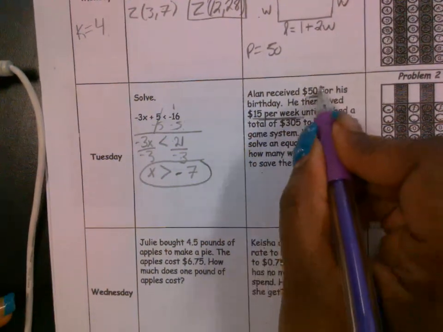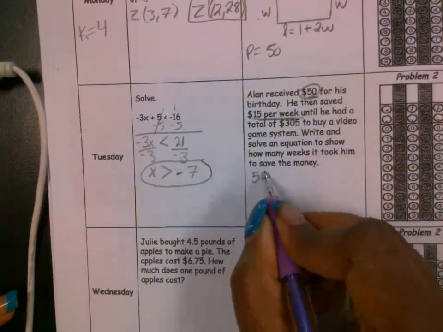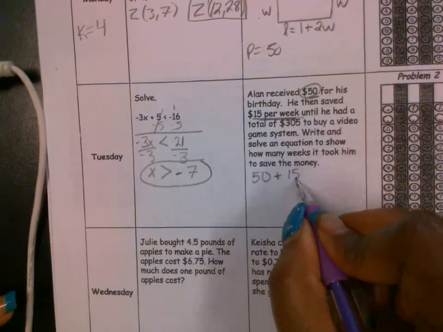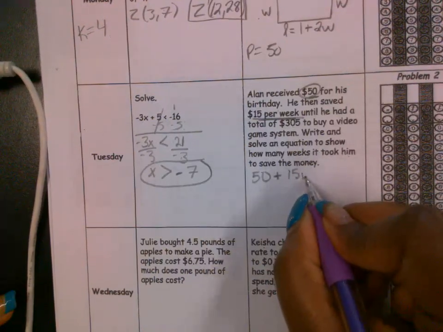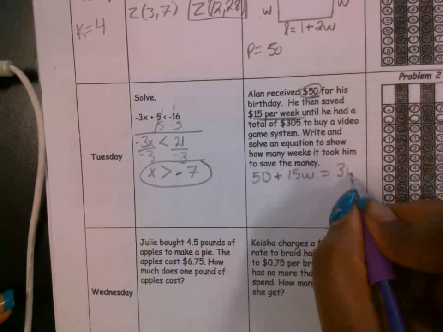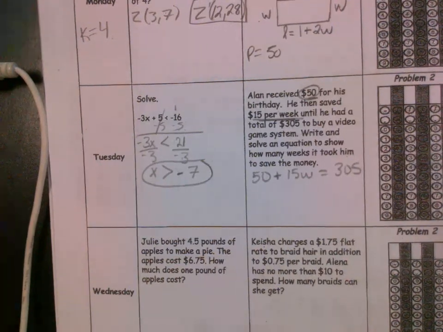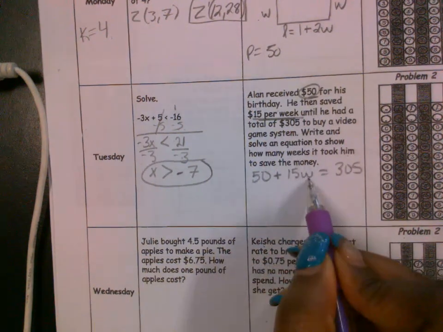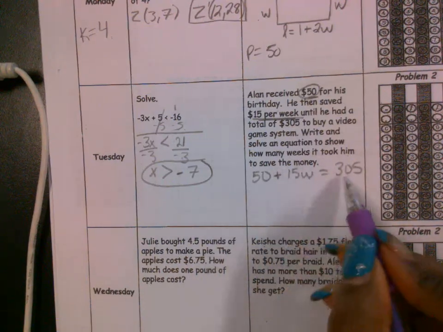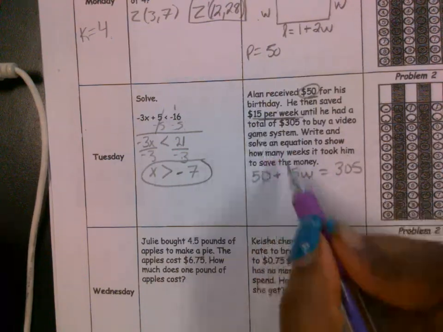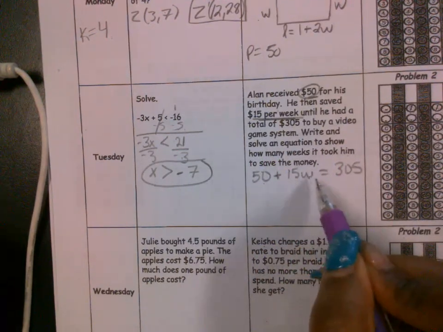All right, so he automatically had this $50. So put 50 here. Plus $15 every week. So $15 times the number of weeks. So we're going to use W for weeks. Until he got $305. That's how you write the equation, okay? So now we solve for W to figure out how many weeks, W, it took him to save $305, okay? So $50 is how much he automatically had, plus 15 times how many weeks.